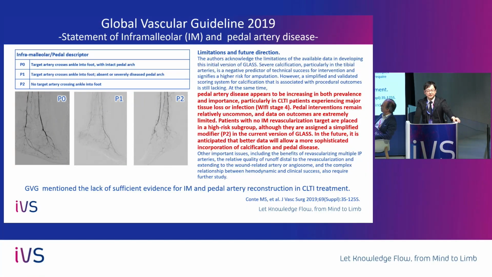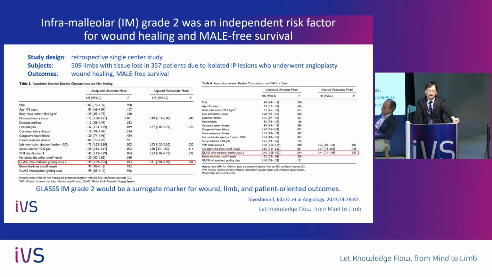So next, I'd like to discuss the indication of below-the-ankle revascularization. Currently, the global vascular guideline established an anatomical grade of the inframalleolar disease classified into 3 groups from P0 to P2. The latest retrospective study revealed that inframalleolar grade 2 was an independent risk factor for wound healing and limb-free survival, demonstrating the GLASS IM grade 2 would be a surrogate marker for wound, limb, and patient-oriented outcome.